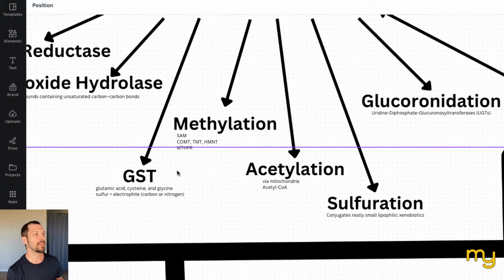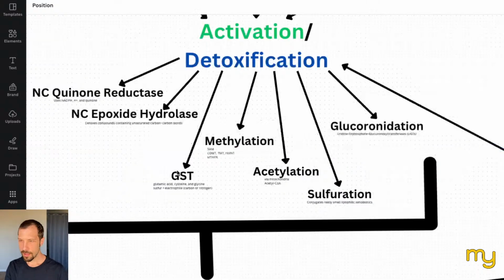That's why things like N-acetylcysteine are really important during an acute infection, especially if you're taking acetaminophen. This also requires glutamine and glycine. So you can get your glutamic acid from glutamine, which is awesome.